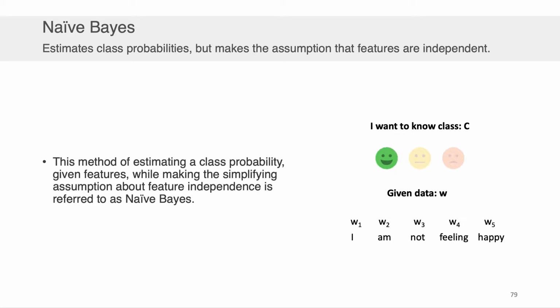Of course, this assumption that effectively the words are independent is technically not correct. Of course, making this simplifying assumption helps with the computational side of things, but at the cost of the performance of your classification model. So this method that we just discussed of estimating a class probability given the features while making the simplifying assumption about the independence of the features is what's referred to as naive Bayes.